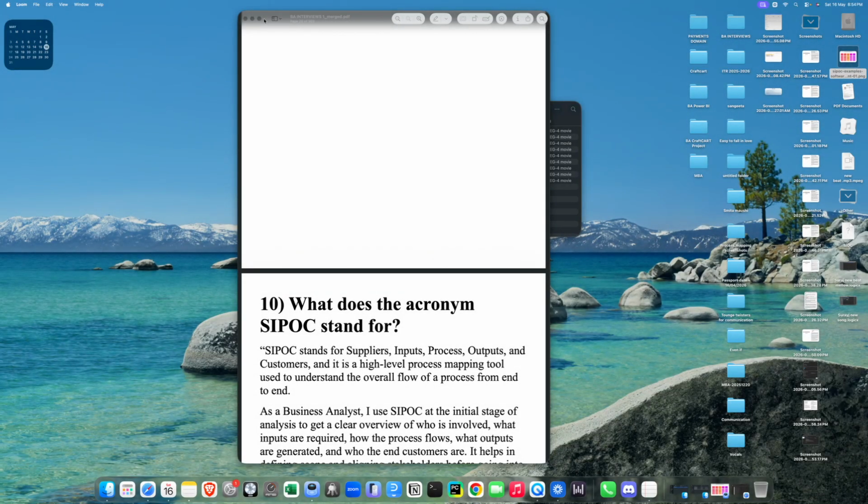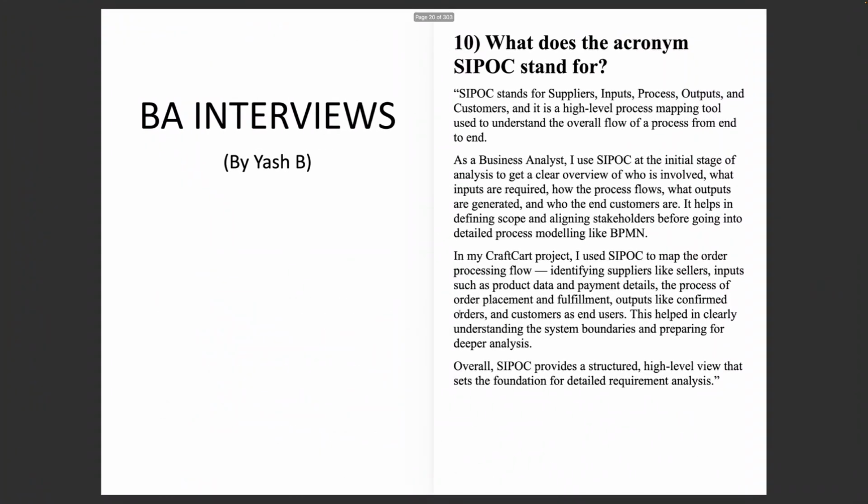I'm a CPA certified business analyst, and today we'll be continuing with our 10th question of our business analyst interview series, where we not just discuss the questions and answers. We also discuss the understanding of the concept, because that's super important when we go into interviews, right? So, what does the acronym SIPOC stand for?